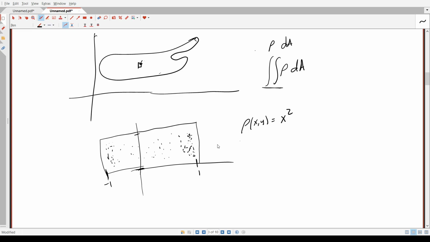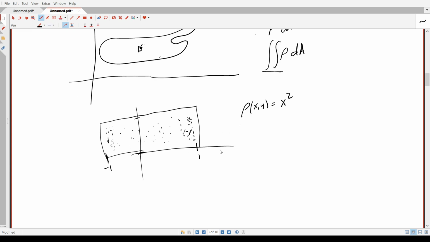Okay, so what it's telling me is that the mass isn't evenly distributed over this whole thing. Some areas are more dense than others, but we know how that works out. So if I want to find the total mass, I can integrate the density over this region, and that's going to give me the total mass of this object.